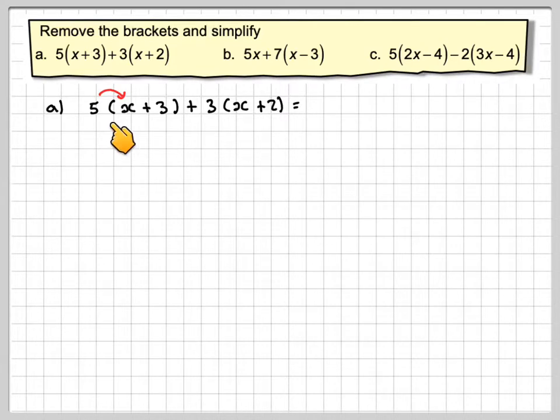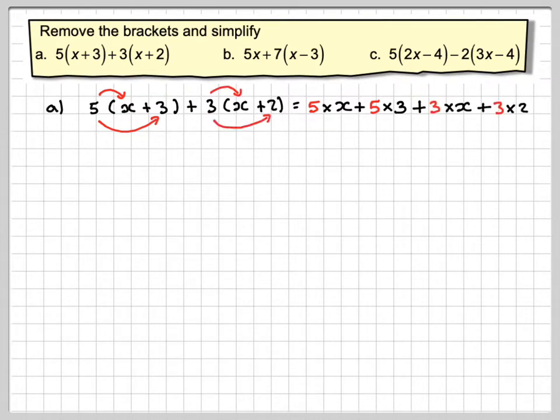So same idea, we'll just treat this as a single case, so it would be 5 times x plus 3 times 5, or 5 times 3, plus 3 times x plus 3 times 2. So 5 times x will give me 5x, 5 times 3 will give me 15, and 3 times x will give me 3x, plus 3 times 2, which is 6.